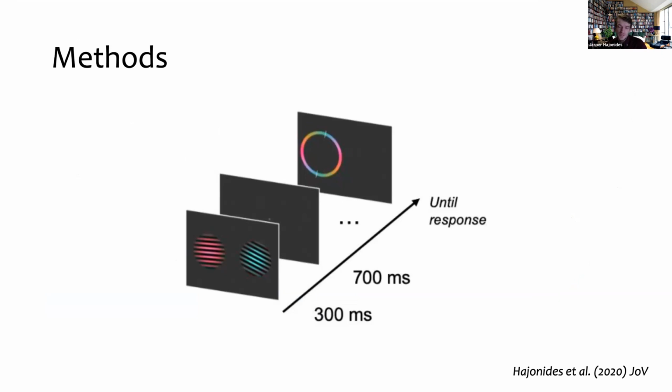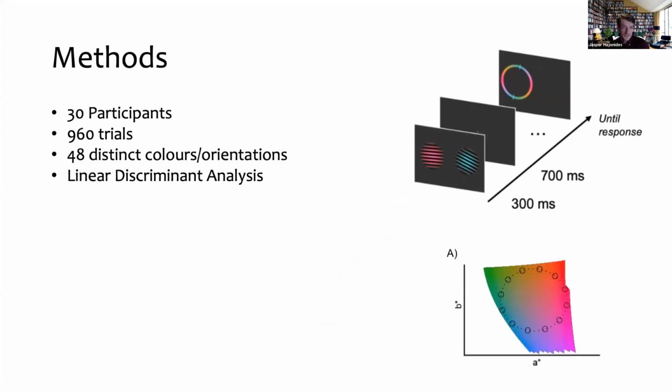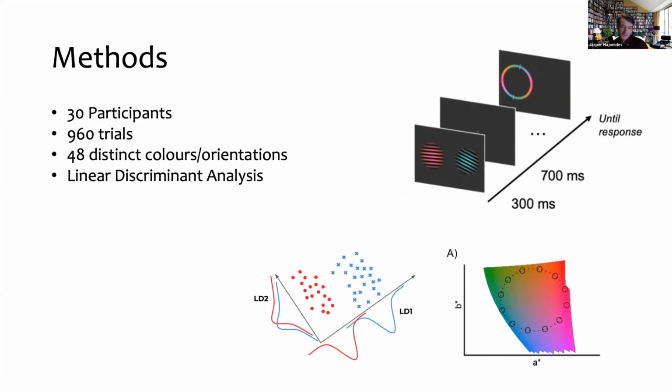And at the end of the trial, participants recalled one of the features, either one of the colors or one of the orientations. This data has been taken from a recently published task, which you can read up if you would like to do so. We tested 30 participants and 960 trials per participant. Participants were presented with 48 distinct colors, which for our analysis we binned into 12 different bins to increase the amount of trials per stimulus category. And we used linear discriminant analysis in our decoding.